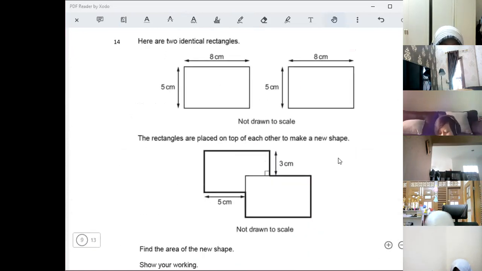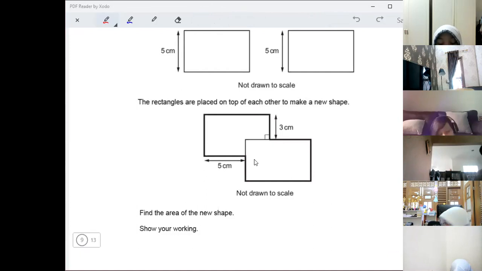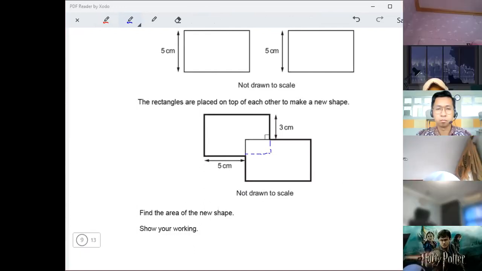Okay, now for this one. Find the area of the new shape, this one. Show your working. How do you do this, class? Caranya gimana ya? Okay, I need someone's help, please. Kenes, maybe Kenes. How do we do this, Kenes?